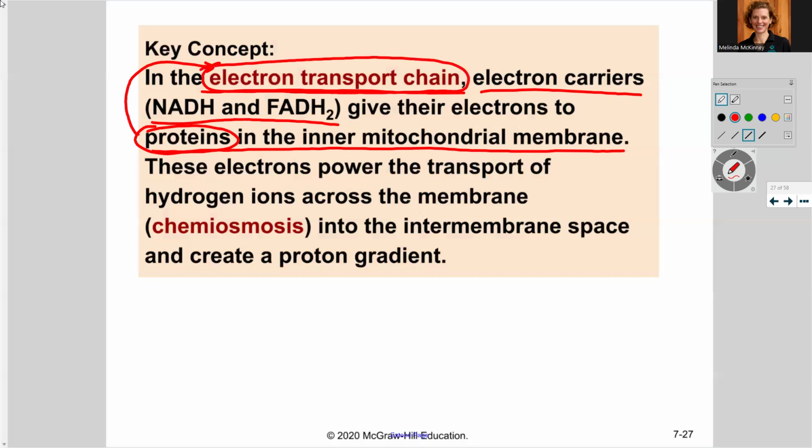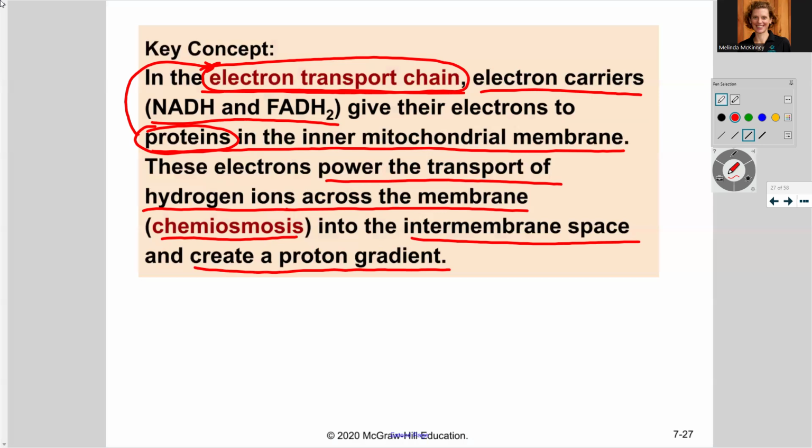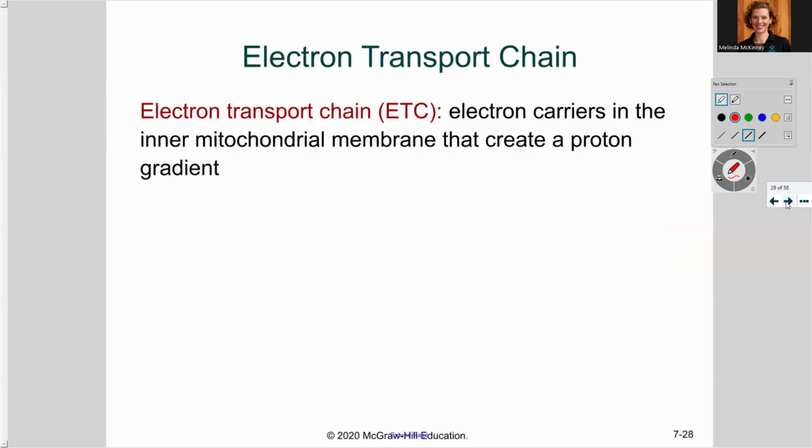So they're going to take the electrons and use those electrons to power the transport of hydrogen ions across the membrane. That process is called chemiosmosis, or transporting ions across the membrane, and we're going to put them in the intermembrane space of the mitochondria and create a proton gradient. I know that's a huge mouthful. Okay, so the electron transport chain.